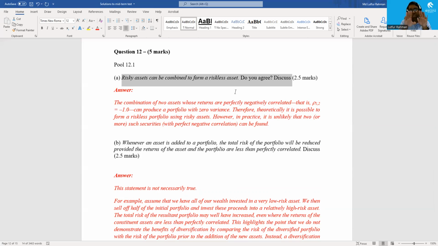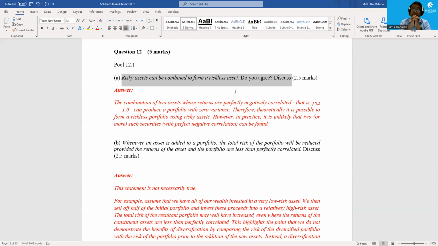So what answer was I expecting here? First of all, you should clearly mention that yes, I agree, or I don't agree. Okay, and then you explain. Many of you touched on the answer, however, I hardly found the main point, because if you have, for example, 2 risky assets and you put them in a portfolio, whether this portfolio can be a riskless portfolio, that is the question, right?